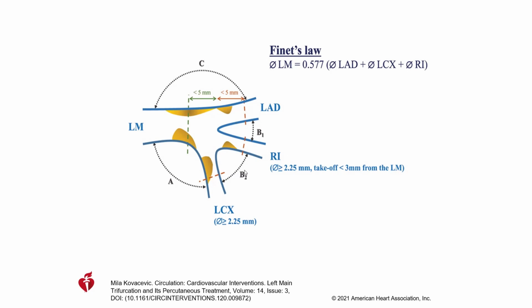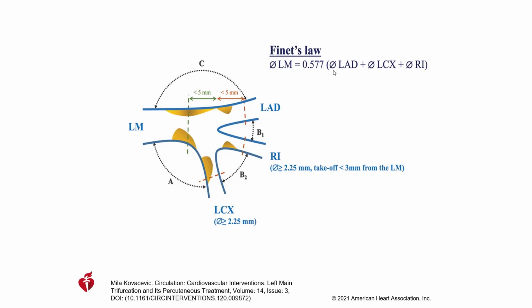Another idea is that anatomic studies have shown that when you have a left main trifurcation, the angle between the LAD and left circumflex is about 90 degrees, which will make it easy to use some stenting strategies such as perfect T or the TAP strategy.